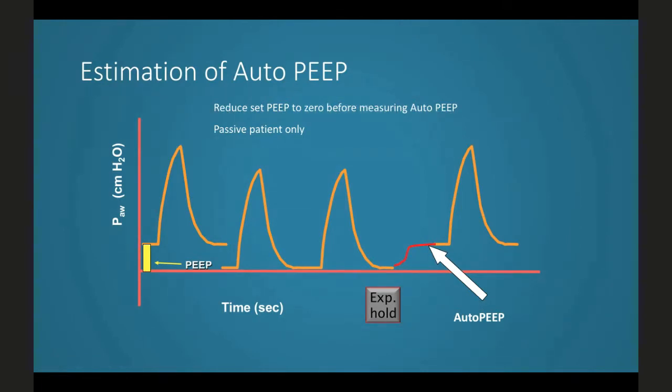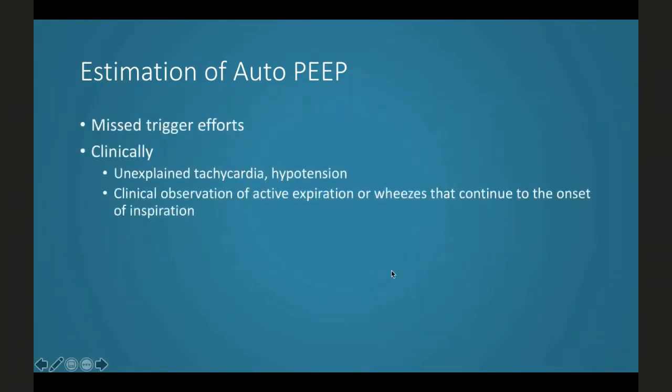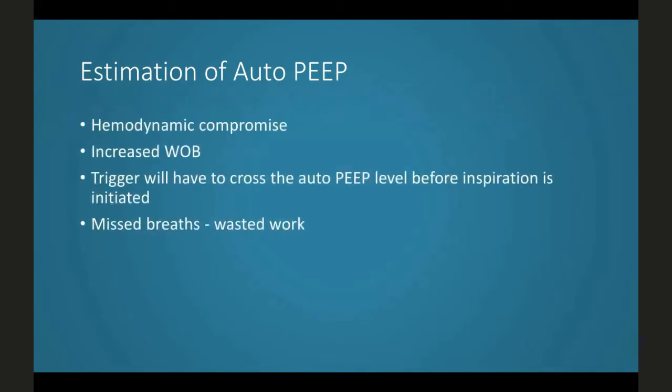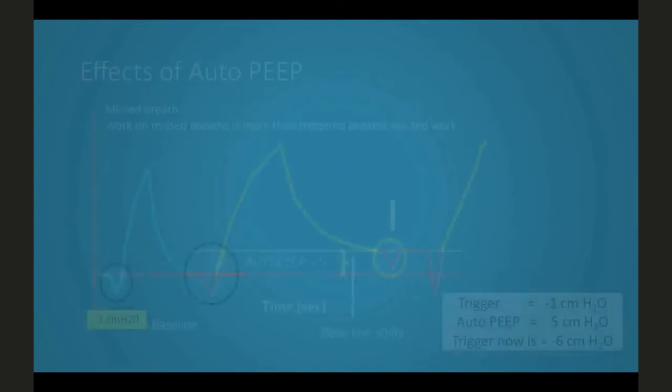Newer ventilators will calculate the total PEEP measured, and total PEEP minus applied PEEP also gives an idea regarding the possibility of inadequate exhalation. Clinically, how do you estimate? There will be missed trigger efforts. So clinically, you can just rely on unexplained tachycardia, hypotension, or clinical observation of active expiration or wheezes that continue to the onset of inspiration. The effects will be hemodynamic problems, increased work of breathing, and the trigger will have to cross the auto-PEEP level before inspiration is initiated. So the missed breaths will cause wasted breath.